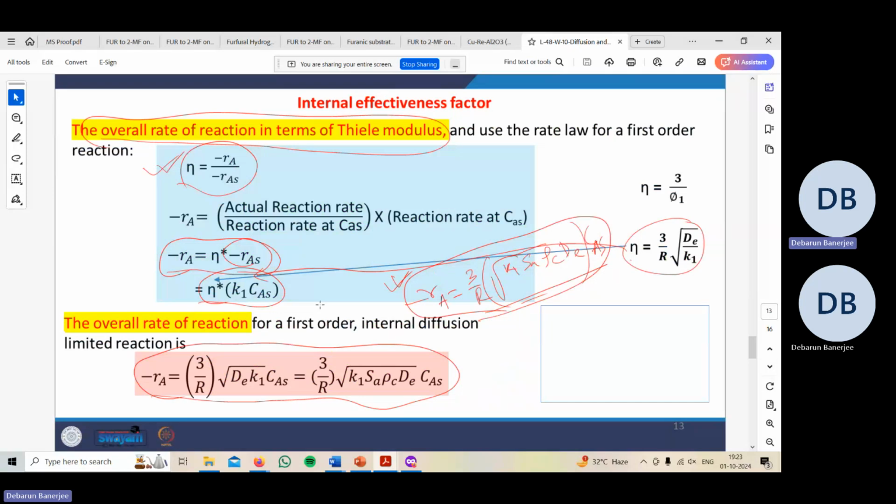Then we'll see the overall rate of reaction in terms of the Thiele modulus. Eta equals minus RA by minus RAS. So minus RA will be eta into minus RAS, meaning eta into K1 CAS. So putting in the values, it will be 3 by R square root of K1 Sa rho c by De into CAS. This is valid for the first order reaction.